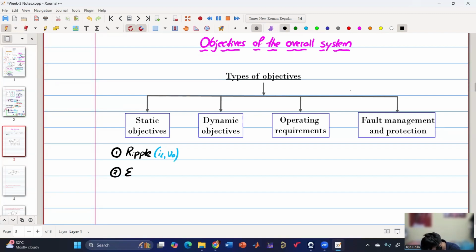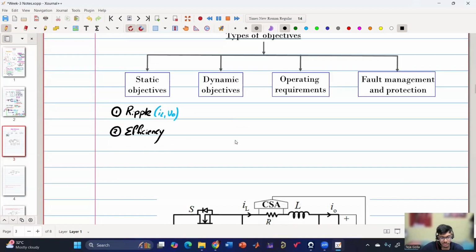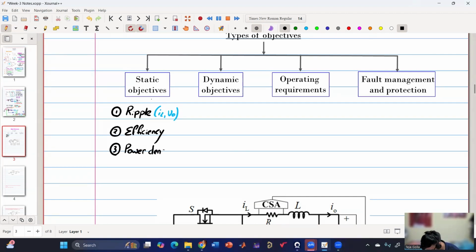And then we also have efficiency, which is static, at steady state. Basically, static means steady state. So what is the ripple criteria and what is the efficiency? And we can also say how much is the area that things are occupying. So we can also say power density. So we also have power density.